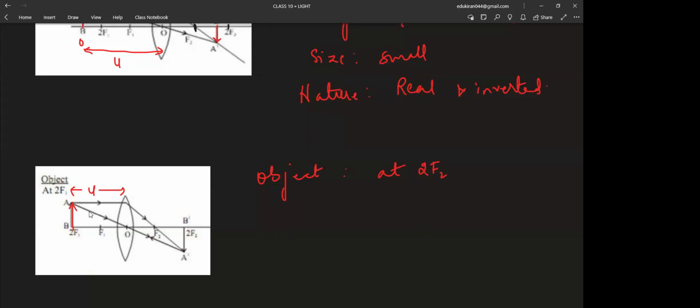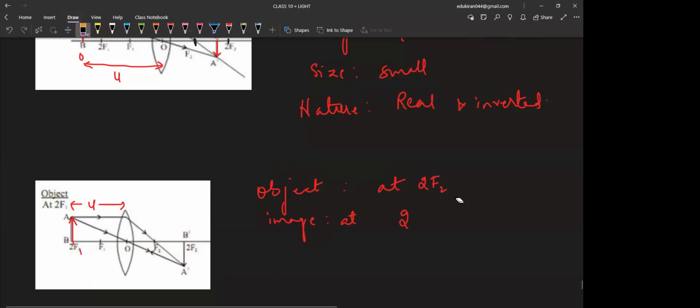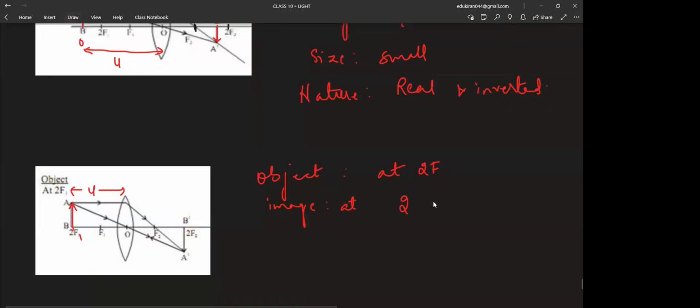Now, where is the image formed? Image is also formed exactly at 2F, but on the other side of it. This was 2F1 actually. So when we'll be drawing this, so that there's no confusion, this is 2F1 and this is 2F2. This is the second one. Here we are getting it. This is 2, this was 1. And again, what about the size? Exactly the same size as the object.